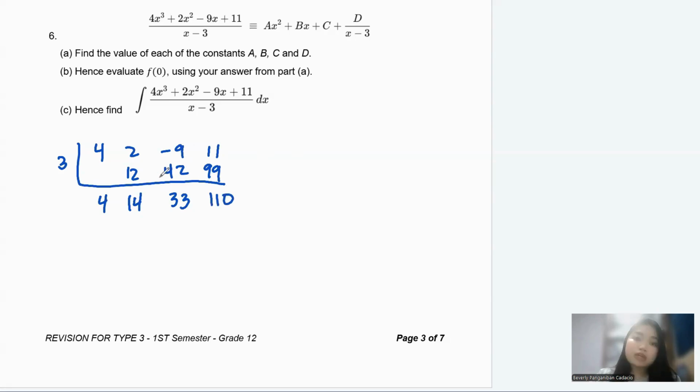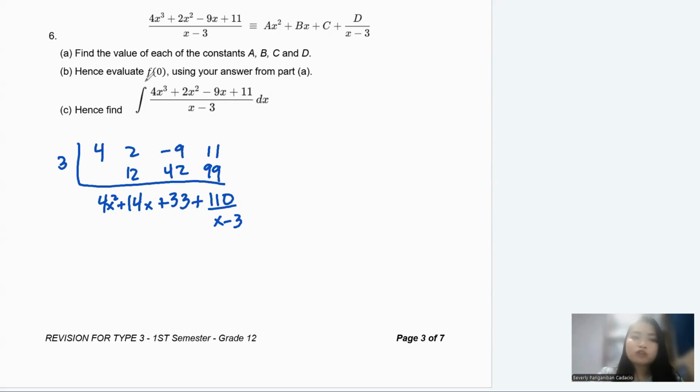What does it mean? This is already your A, B, and C. So you're going to have 4x squared plus 14x plus 33. And that 110 is a remainder all over your divisor, which is x minus 3. Okay, then therefore, that's it. That's the answer. Easy peasy. But you're not yet done.